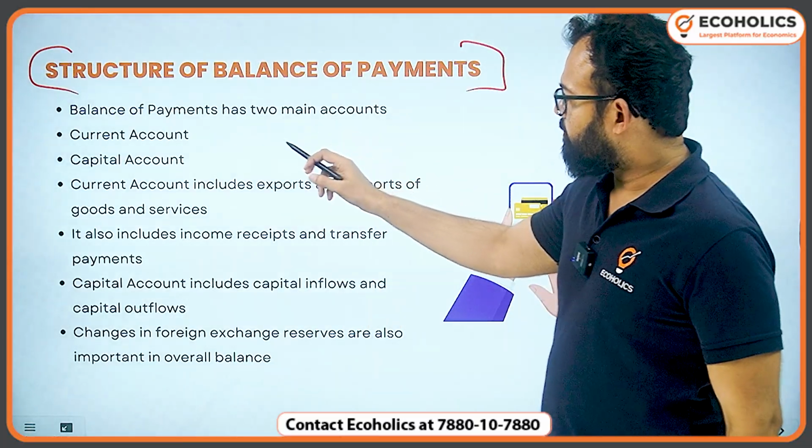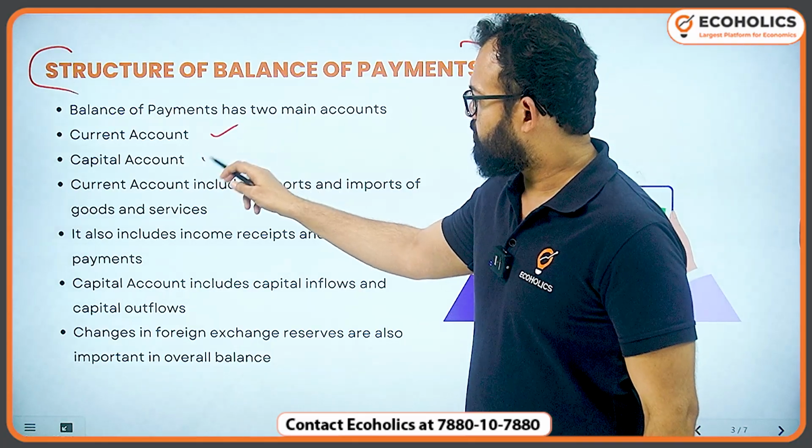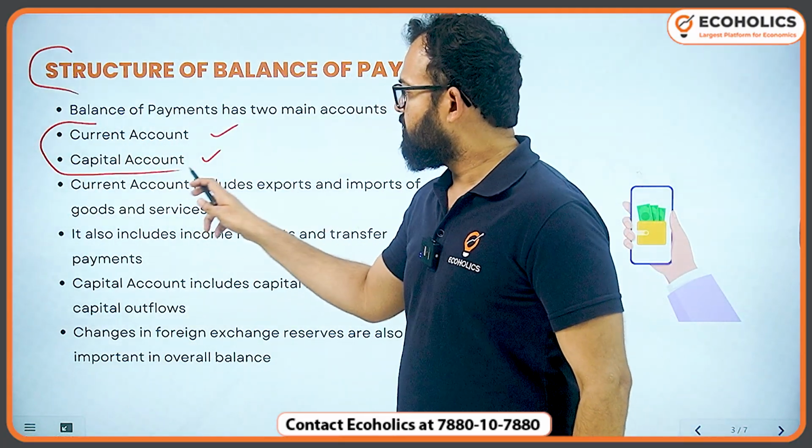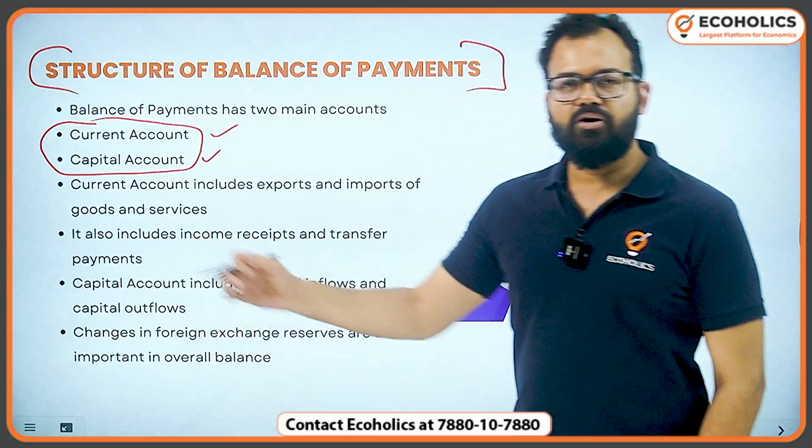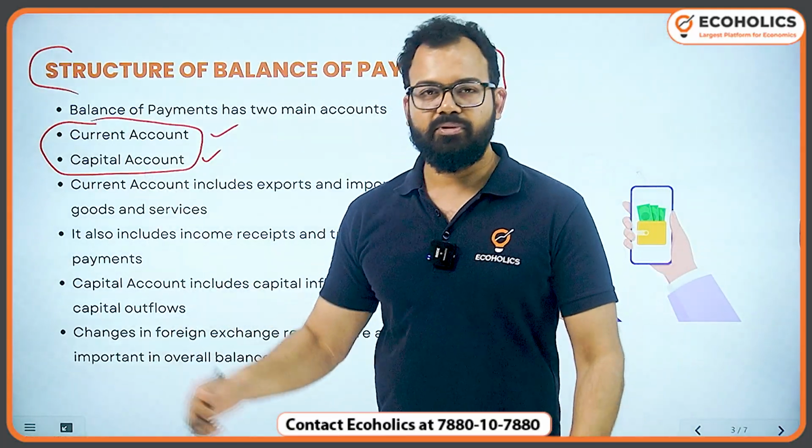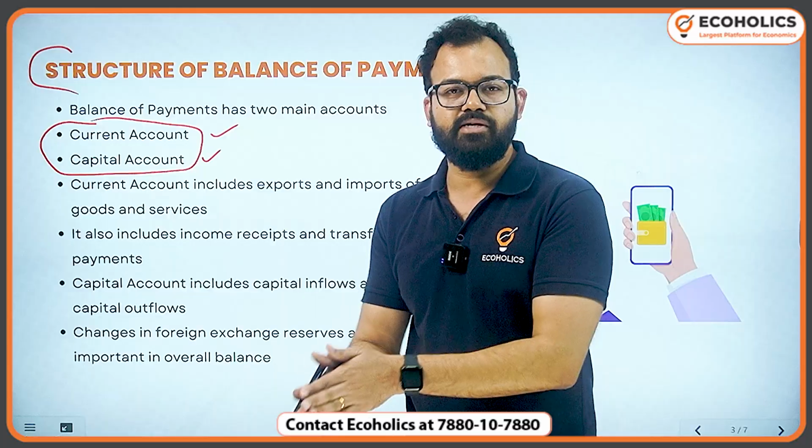Now, balance of payment has two accounts: current account and capital account. You can see these are the two accounts. The current account is generally imports and exports. The capital account means flow of money, like investment comes in, investment goes out.